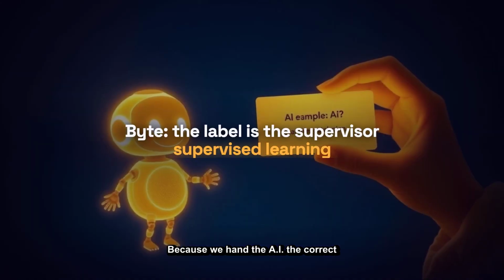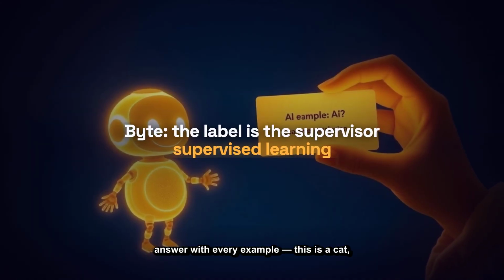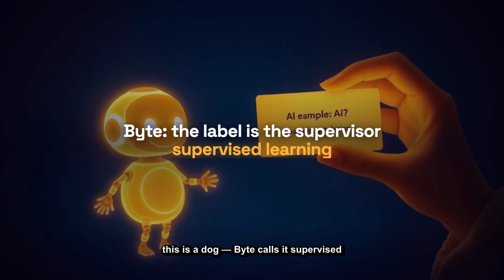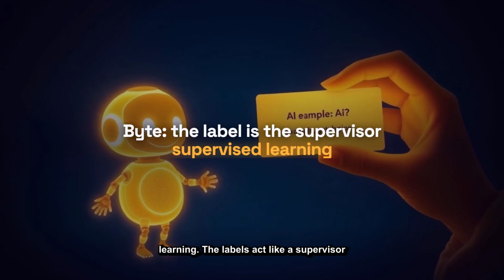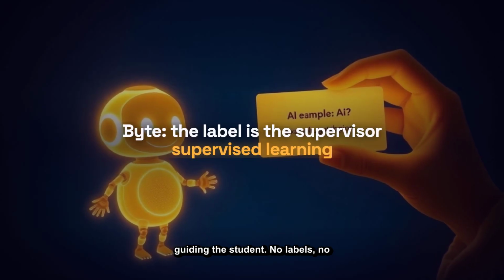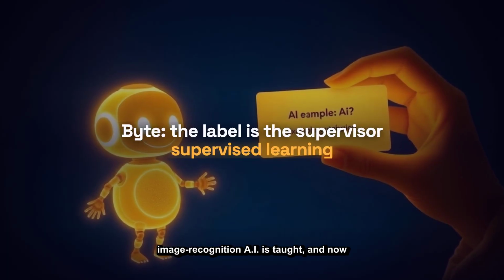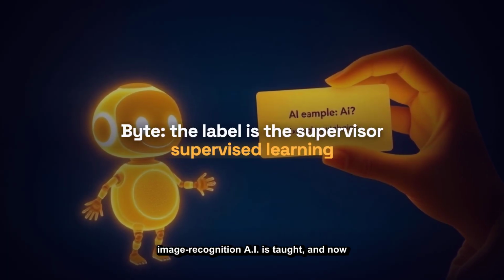Because we hand the AI the correct answer with every example. This is a cat. This is a dog. Bite calls it supervised learning. The labels act like a supervisor guiding the student. No labels, no supervision. It's the most common way image recognition AI is taught, and now you know its real name.